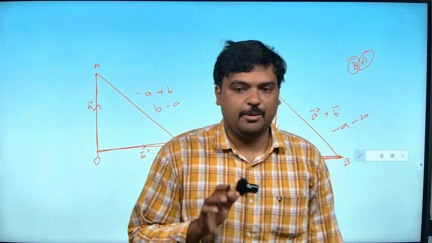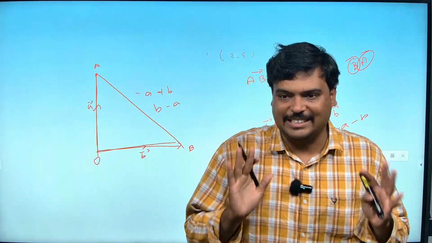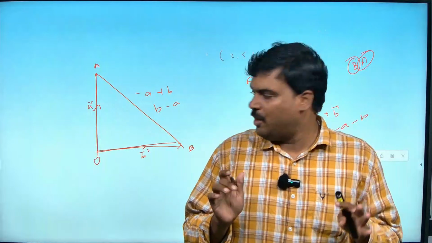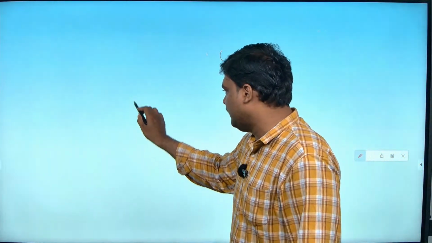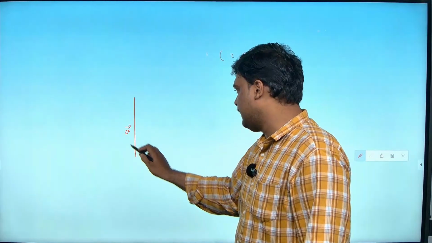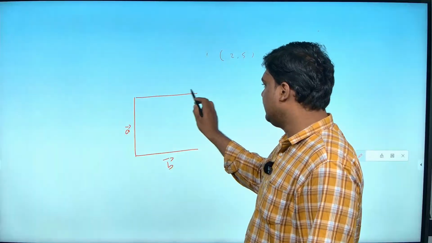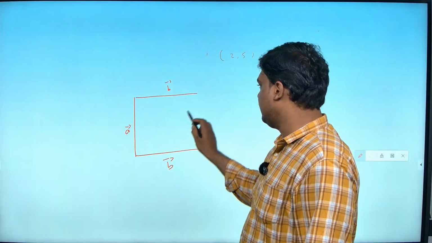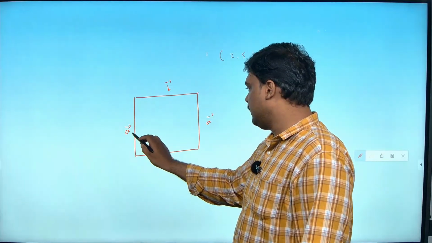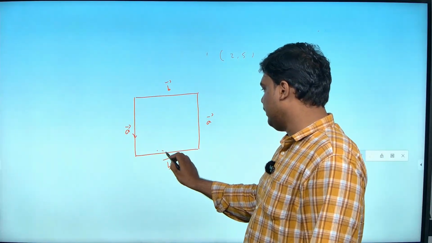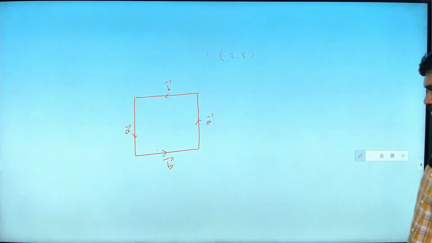Okay, if they say a vector to me, or they ask some vector, I want to check two things. Now I am drawing a parallelogram here. This is A vector, this is B vector, and this is B vector, and this is A vector.